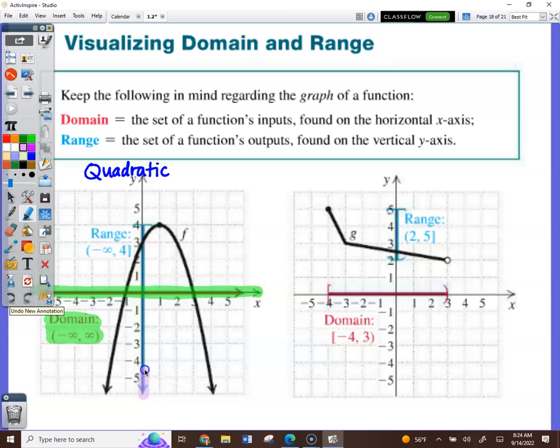Would you agree that it is covered all the way to negative infinity? Because it's going down. Okay. And would you agree that it is going to stop right there at 4? Okay, so the range, which by the way is always written least to greatest, would be negative infinity to 4 with a bracket on the 4 because it is touching the 4. If I was to actually list or label this coordinate point, it would be 1, 4. So is 4 in the range? Yes. Which is why there is a bracket right there.